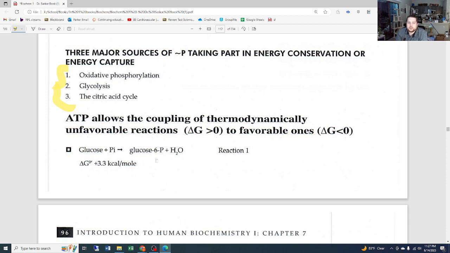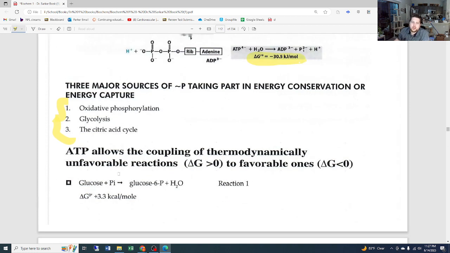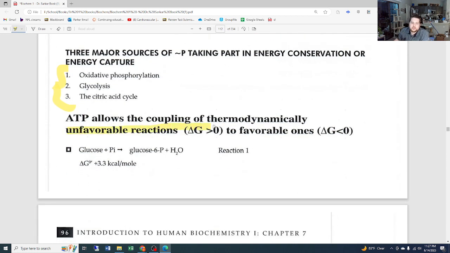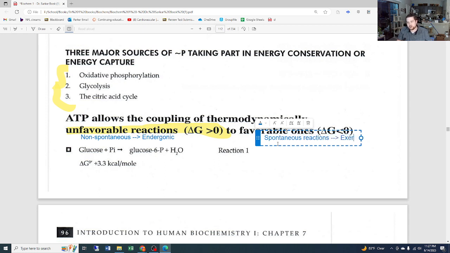ATP allows the coupling of thermodynamically unfavorable reactions. So this is another way he can put it. Unfavorable reactions are also aka non-spontaneous. Also, our endergonic reactions are non-spontaneous, coupled to favorable or spontaneous reactions, which are our exergonic reactions.